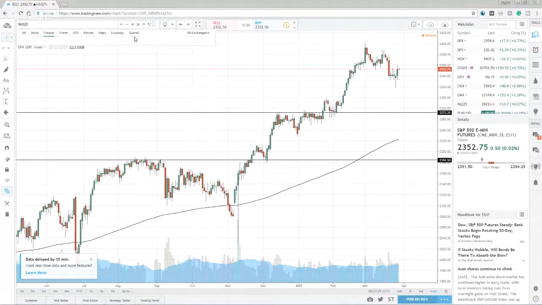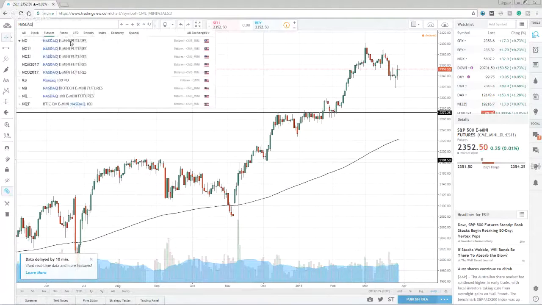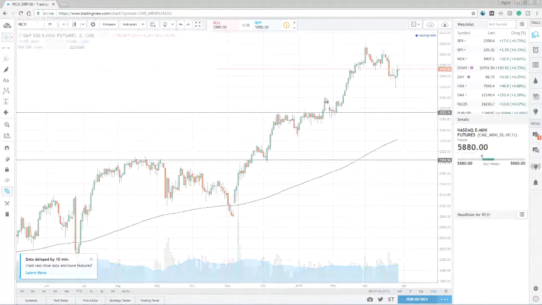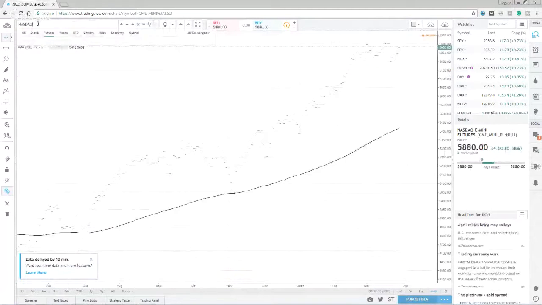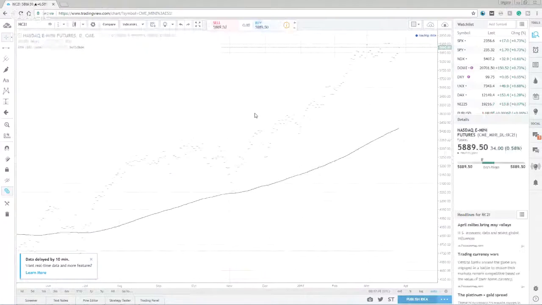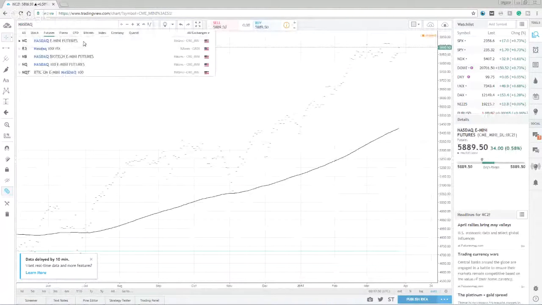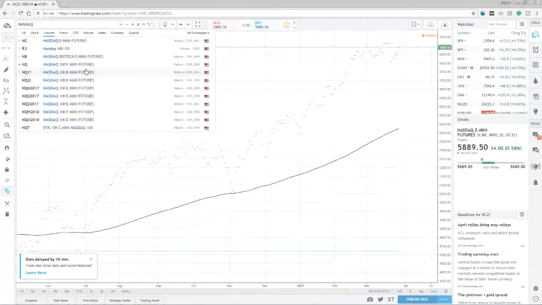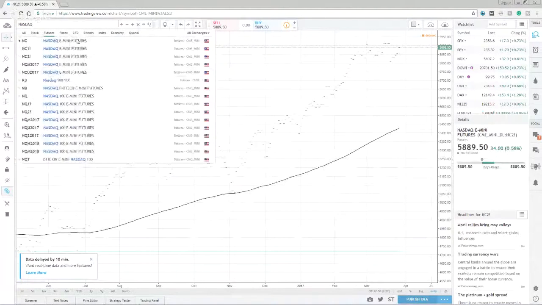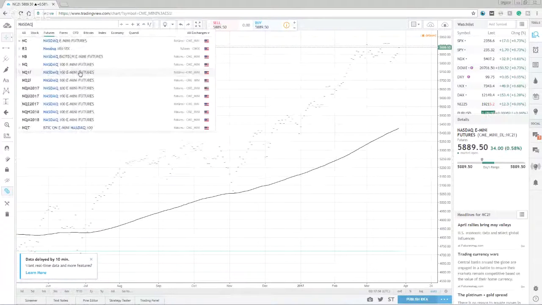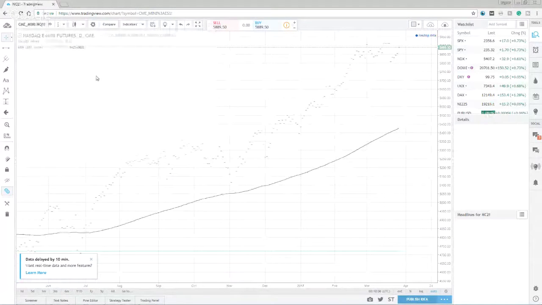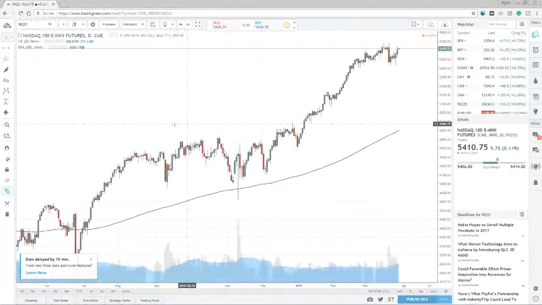Have a look at NASDAQ. How about this? Oops, nothing here. Sometimes you've got to pick the right one. How about this one? Nothing as well. Perhaps this one. Yep, this looks fine.